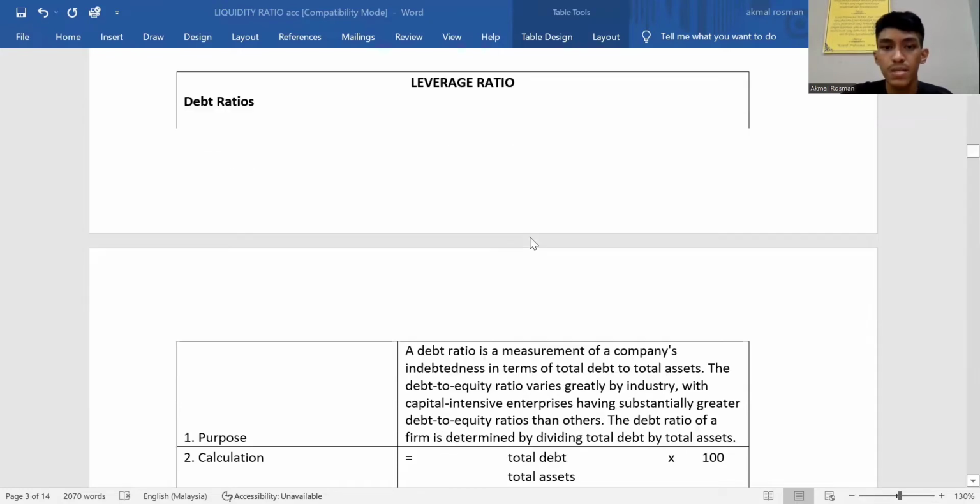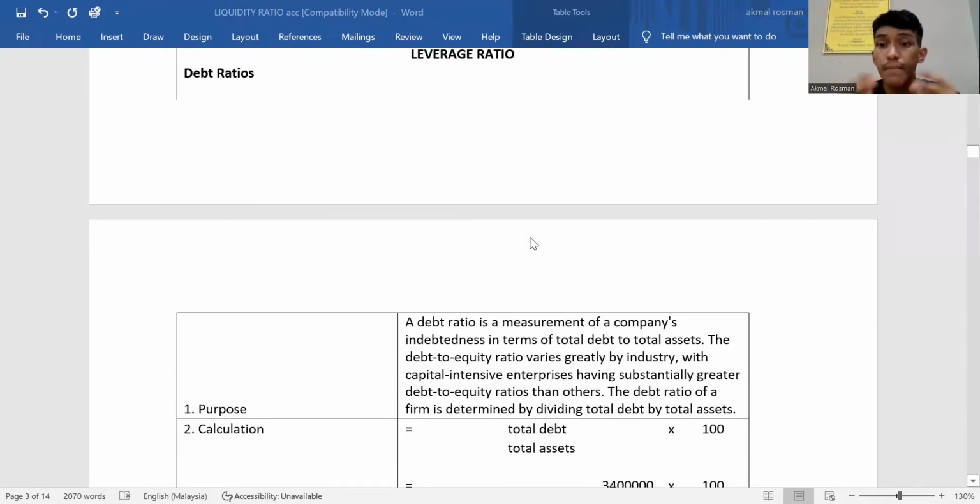Okay, debt ratios. The purpose of the debt ratio is a measurement of a company's indebtedness in terms of total debt to total assets. The debt to equity ratio varies greatly by industry, with capital-intensive enterprises having substantially greater debt to equity ratios than others. The debt ratio of a firm is determined by dividing total debt by total assets.